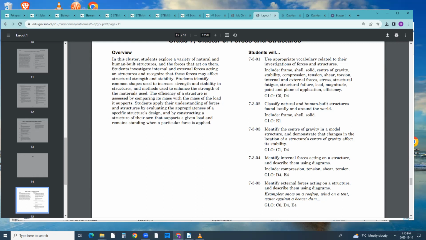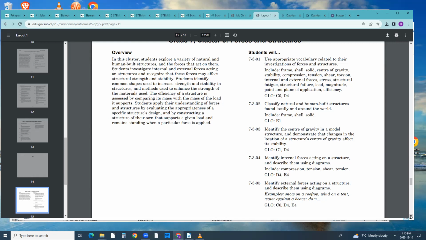Include: frame, shell, solid. Identify the center of gravity in a model structure, and demonstrate that changes in the location of a structure's center of gravity affect its stability. Identify internal forces acting on a structure, and describe them using diagrams. Include: compression, tension, shear, torsion.